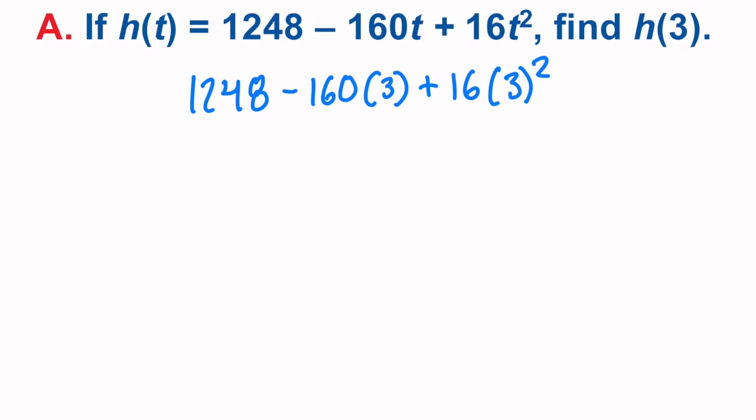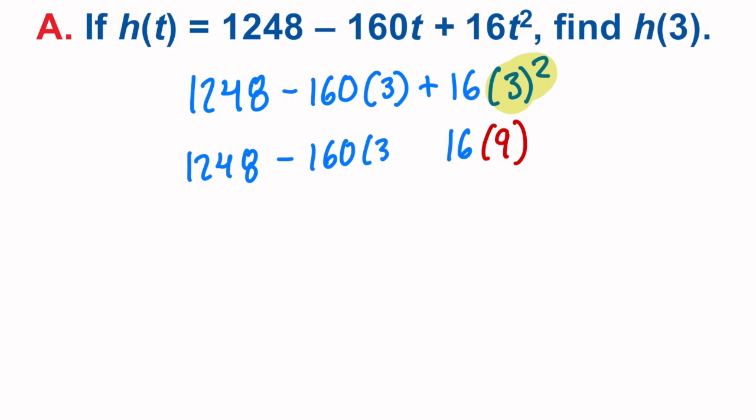Same thing, replace the t with the 3 and put it in parentheses, and don't forget the little 2, which is the power of 2. So just like PEMDAS, we're going to do the powers first. So I'm going to do 3 to the second power first. 3 to the second power means 3 times 3, not 3 times 2. So 3 times 3 is 9. So I'll just bring down the other stuff that I haven't used: 1248 minus 160 times 3, and then plus the 16 times 9.